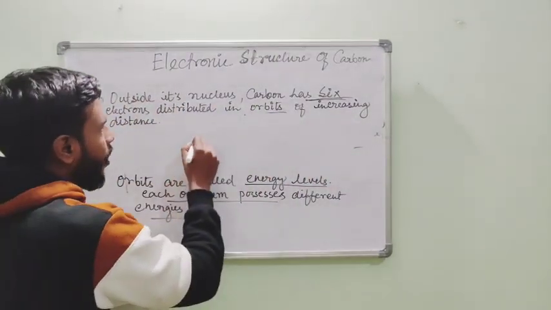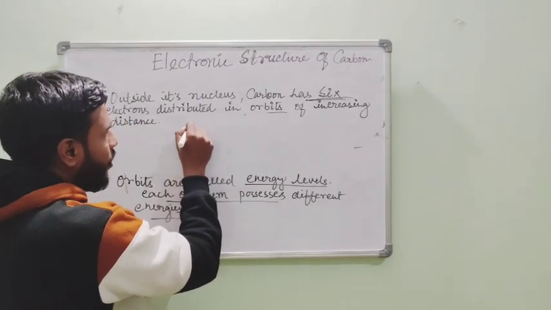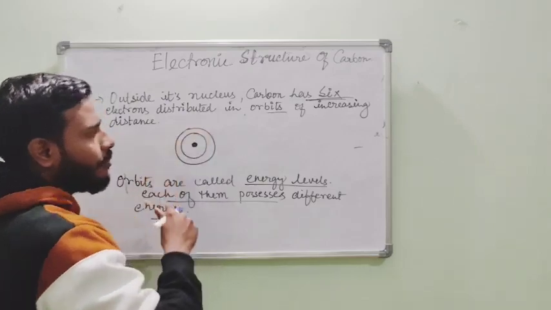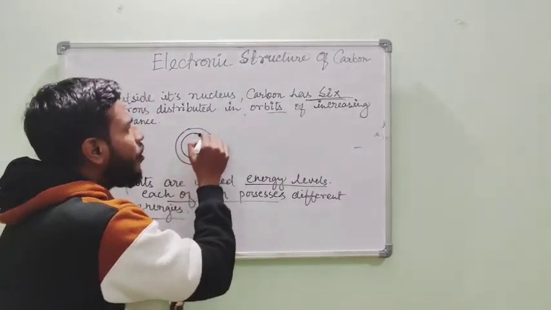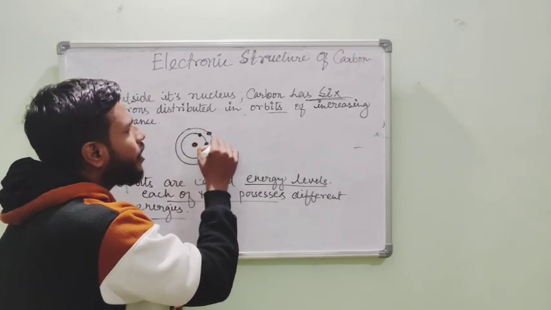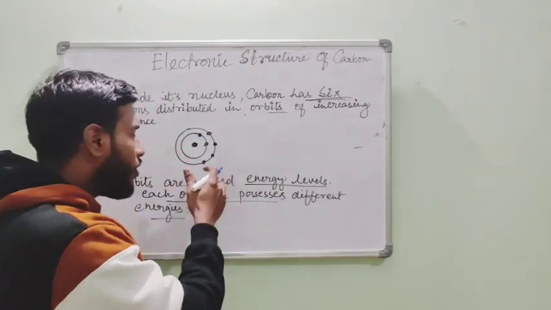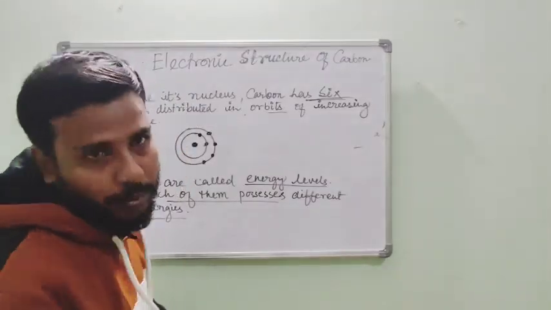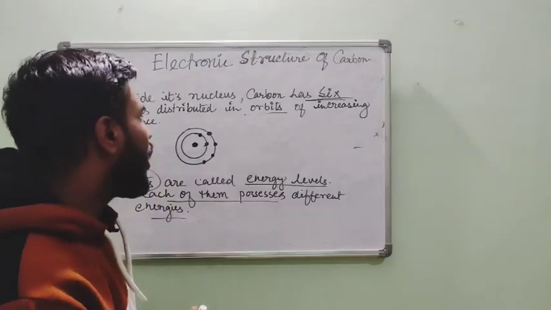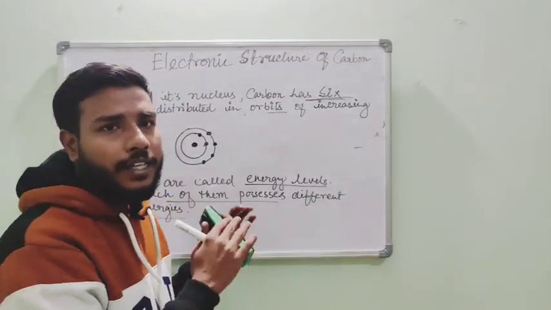There is a nucleus of carbon, and at a distance from the nucleus, the distance is considerably high, all the 6 electrons of carbon are distributed in increasing energy levels. Those increasing energy levels are called orbits. So that was the story described by Niels Bohr, and from Bohr's quantum mechanical model we get that kind of electronic configuration of carbon.